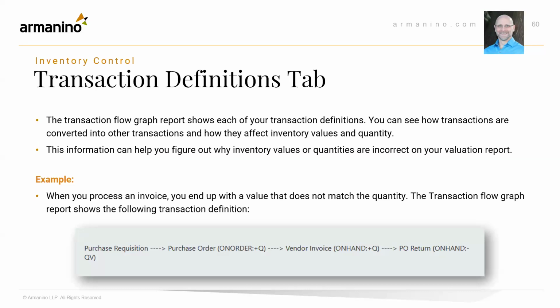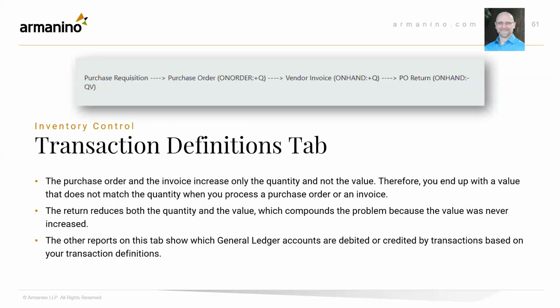This is just showing an example of the flow. It's showing whether it's increasing or decreasing the quantity on hand. In this case, I can see the purchase order and the invoice increase the quantity and not the value. So therefore, I end up with a value that doesn't match the quantity when I process a purchase order or an invoice. And the return reduces the quantity and the value, which compounds the problem because the value was never increased to begin with. And so that's just an example there.